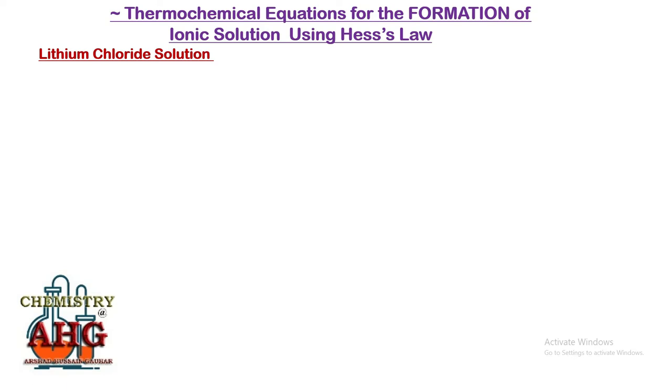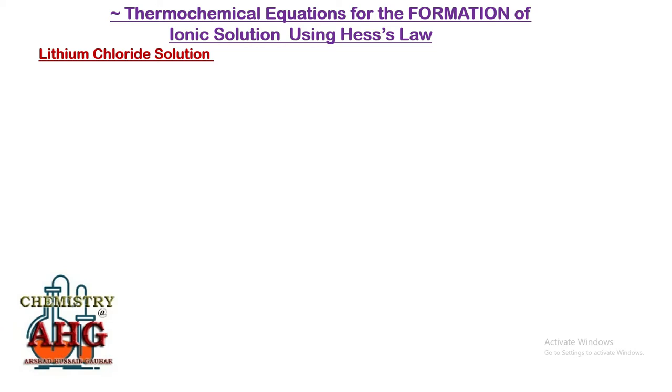Second thing you must remember, whenever we write down thermochemical equations for the formation of ionic solution, there are three types of enthalpy changes which are involved. There are always three types. What are the three types for the formation of ionic solution? Three types of enthalpy changes. Number one, obviously, enthalpy change of solution. That enthalpy change is always involved.